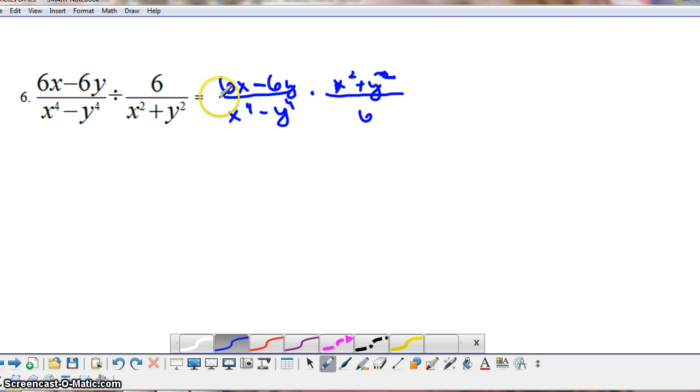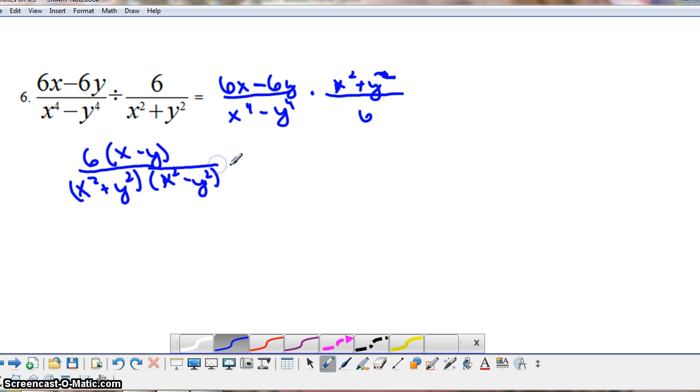Now I'm going to rewrite this removing greatest common factors or doing other factoring. Here I can remove a greatest common factor of 6 from the 6x minus 6y. And in the denominator, I recognize x to the 4th minus y to the 4th as a difference of squares. So I'm going to factor that as x squared plus y squared times the quantity x squared minus y squared. And I'm going to need to extend my division bar here a little bit. And there's really no factoring I can do on my second fraction.